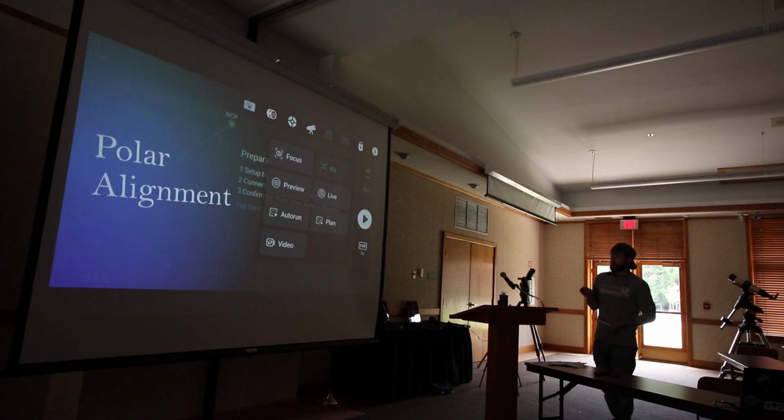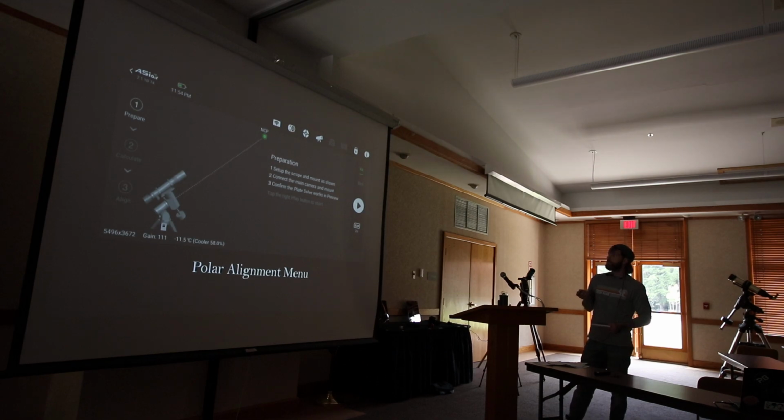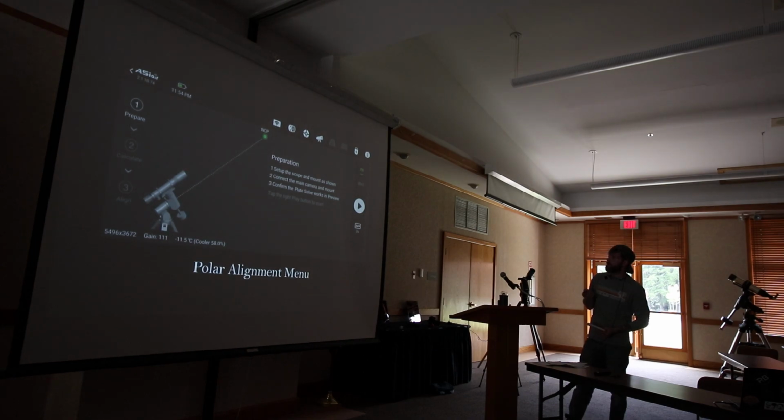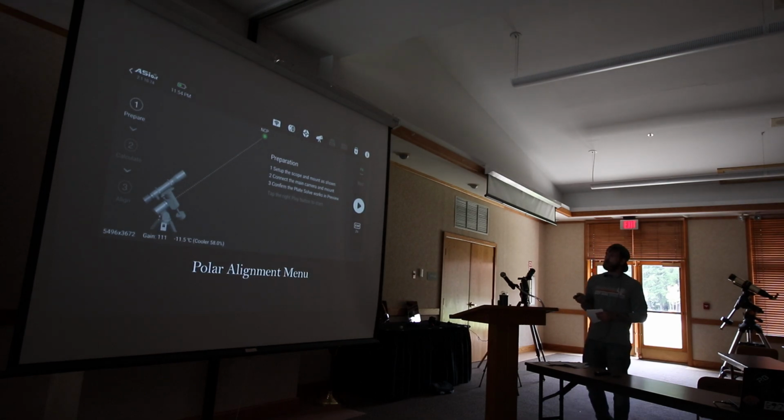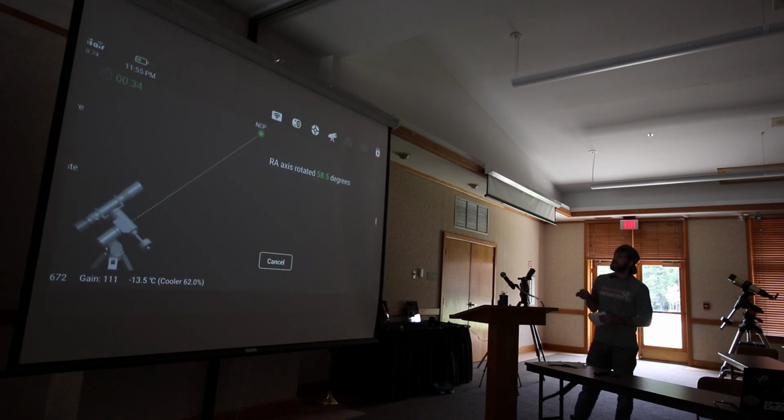We have polar alignment here. This is how we polar align. Click on that, it takes us into this menu here, and we click the play button. We make sure that the scope's in the home position. You want to roughly polar align your scope and hit the play button, and it basically takes a picture and rotates your mount 60 degrees to the left.